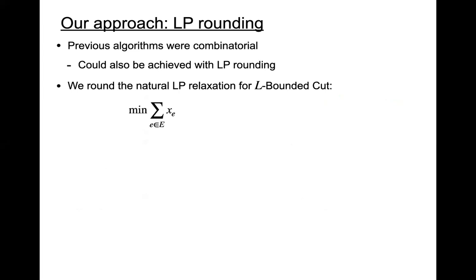The objective function is just summing over variables corresponding to all edges, which in the intended solution would be indicator variables for the edge being in the cut. And if we sum over edges in any path from S to T of length at most L, then that sum should be at least 1. And of course, the variables are all non-negative.